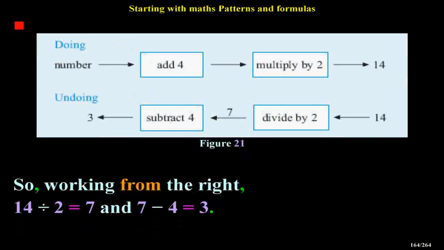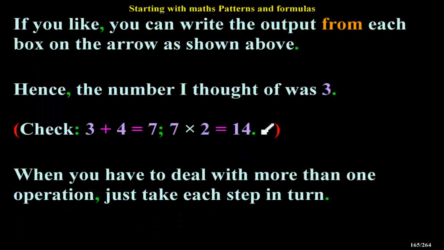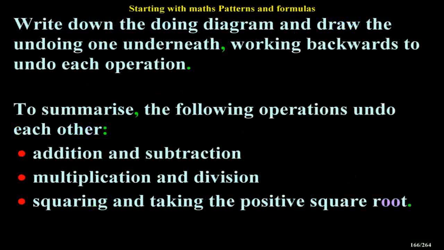Figure 21. So, working from the right, 14 divided by 2 equals 7 and 7 minus 4 equals 3. If you like, you can write the output from each box on the arrow as shown above. Hence, the number I thought of was 3. Check. 3 plus 4 equals 7. 7 times 2 equals 14. When you have to deal with more than one operation, just take each step in turn. Write down the doing diagram and draw the undoing one underneath, working backwards to undo each operation. To summarize, the following operations undo each other: addition and subtraction, multiplication and division, squaring and taking the positive square root.